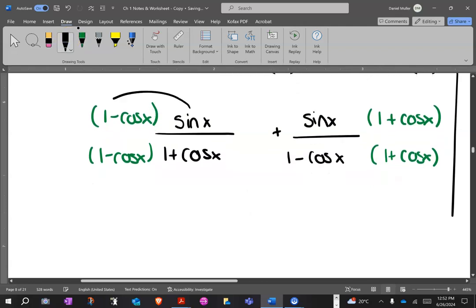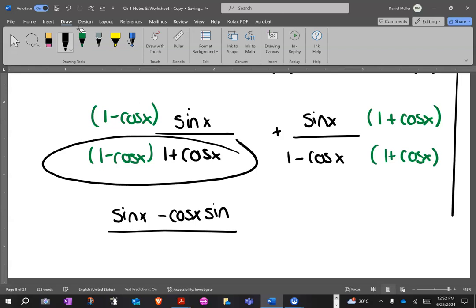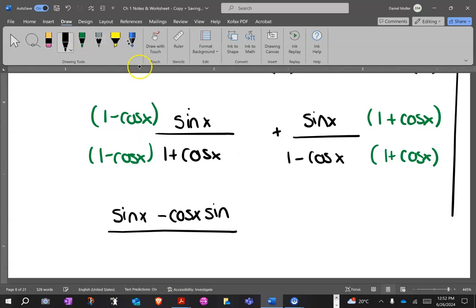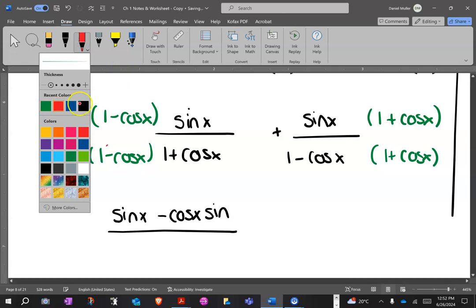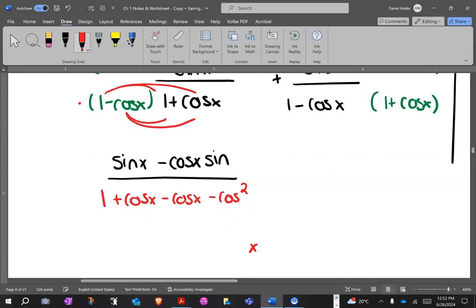So this is going to be a sine x times 1, which is just sine x, minus cos sine. Cos times sine is just cosine, cos x sine x. And then I'm hoping that you'll get pretty quick at multiplying these out. 1 times 1 is just 1. 1 times cos is positive cos. Negative cos times 1 is a negative cos, which will cancel out, minus cos squared. And because they're conjugates, those middle ones will be eliminated.